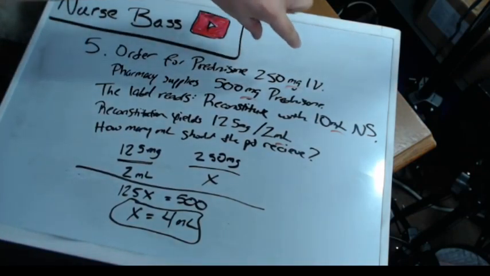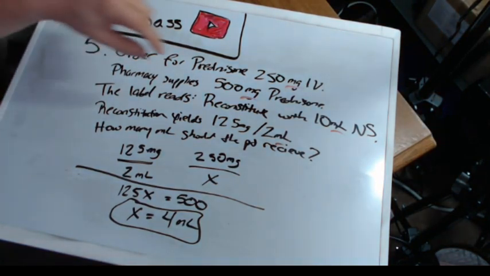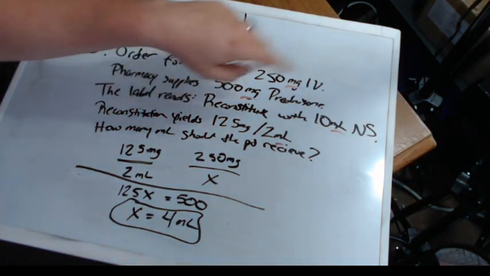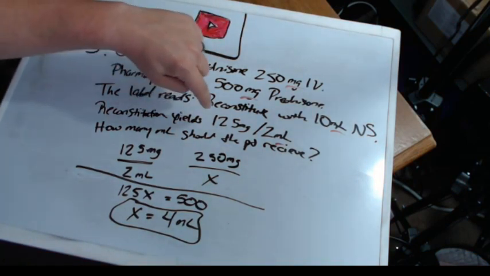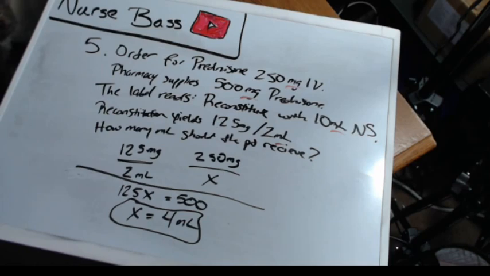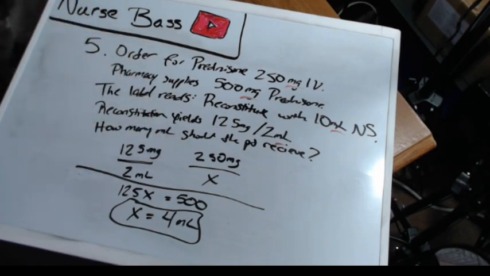Look at your numbers. It's the order, 250 milligrams. What does the pharmacy give you? 500 milligrams. It's reconstituted with 10 milliliters, yada, yada, yada. But what does it yield? It yields 125 milligrams per 2 mils. 125 milligrams in 2 milliliters. Our order is for 250 milligrams in how many milliliters? You simply cross multiply and you get a yield of 4 milliliters.